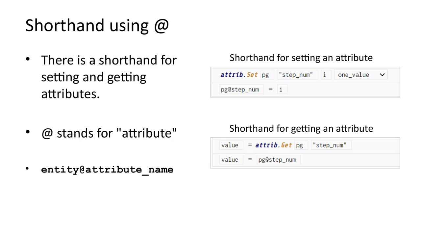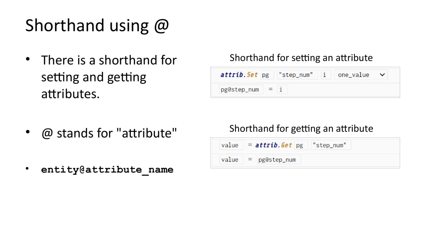The examples show the 2 approaches, using the function versus using the shorthand. The first example sets the stepNum attribute. And the second example gets the stepNum attribute. Notice that when you are using the shorthand, you don't need the quotation marks around the attribute name.